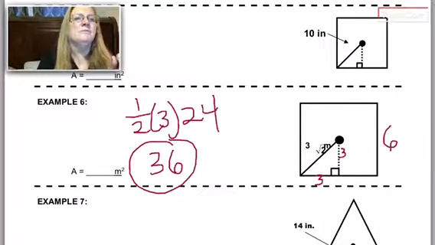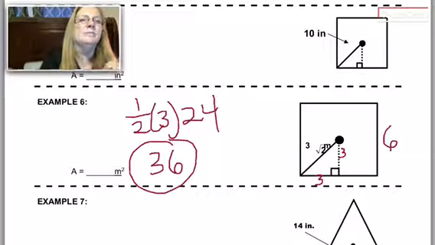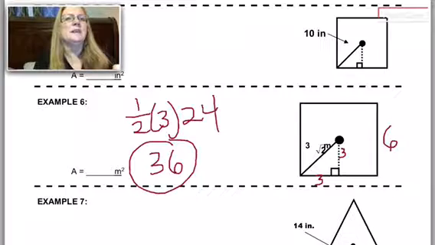Okay, I'm going to go ahead and stop the video here and make a second video because I don't think I'll get through the whole thing. And next we'll go to an equilateral triangle.